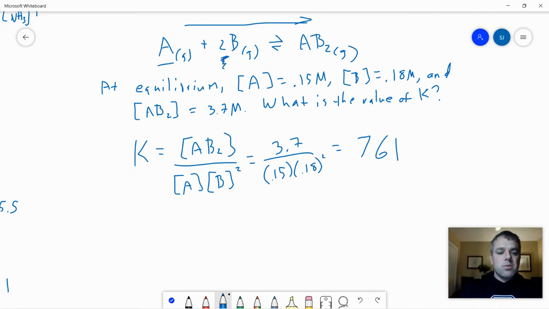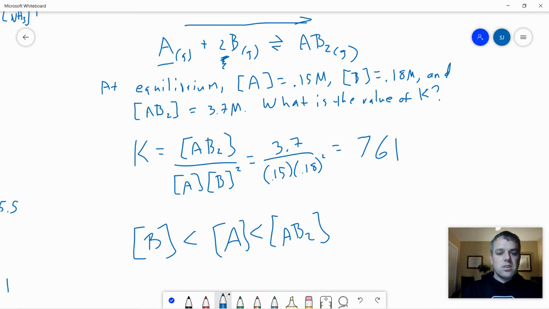So at equilibrium, the concentration of A would be less than the concentration of AB2, but the concentration of B would be even less because B gets used up twice as quickly. So I hope that makes a little bit of sense to you.